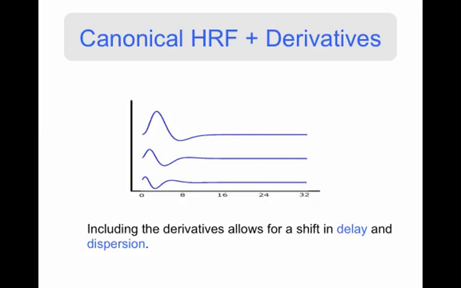So here's an example of the canonical HRF and its derivatives. You'll remember this from my little cartoon earlier on. So basically, including the derivatives allows for a shift in delay and dispersion away from the canonical form. So by weighting these, beta 2 and beta 3, so to speak, and the two other basis functions, we can slightly change the canonical shape and get more flexible results.